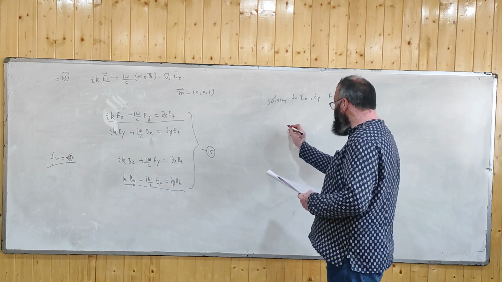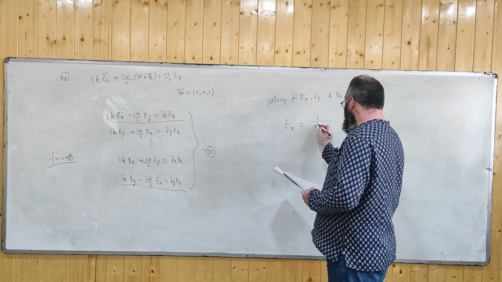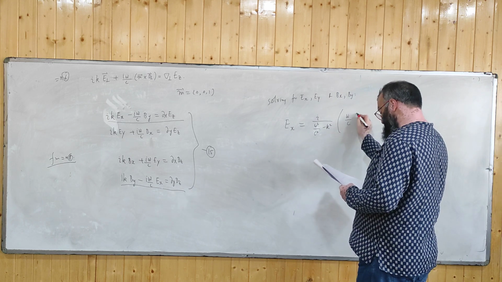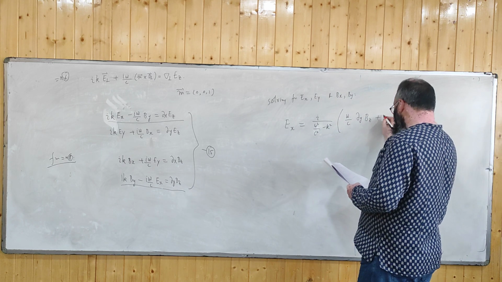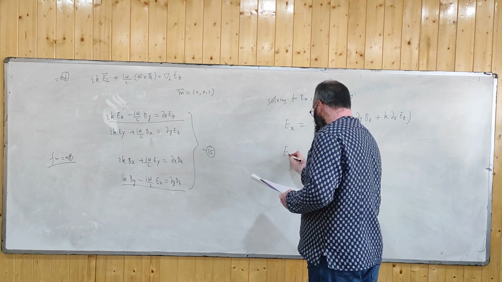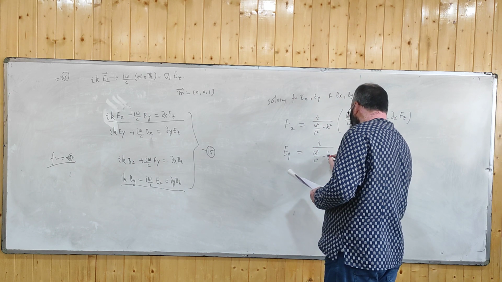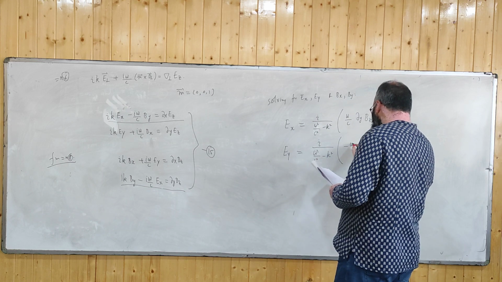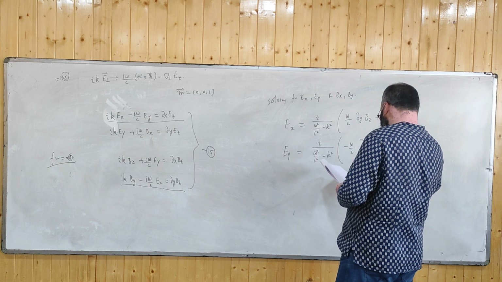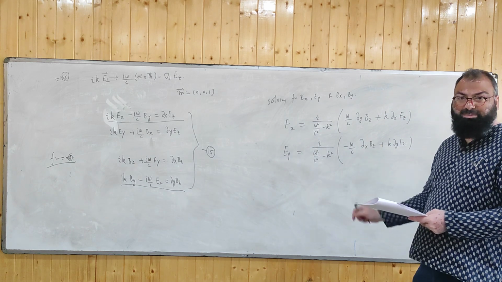So let's write. Ex will be equal to i by (omega square by c square minus k square) times (minus omega by c partial y Ez plus k partial x Ez). Then Ey is equal to i by (omega square by c square minus k square) times (minus omega by c partial x Ez plus k partial y Ez). Partial means what? Partial by partial x.